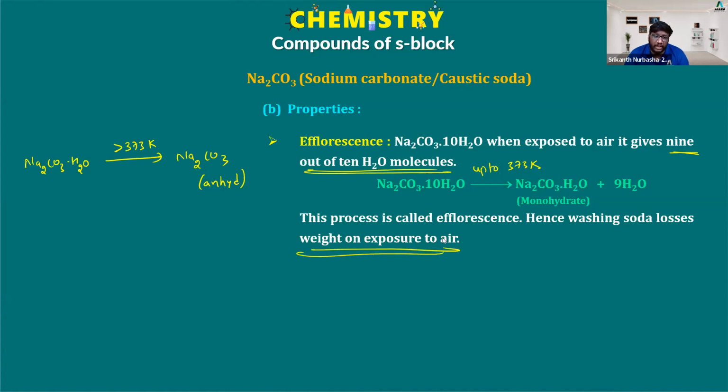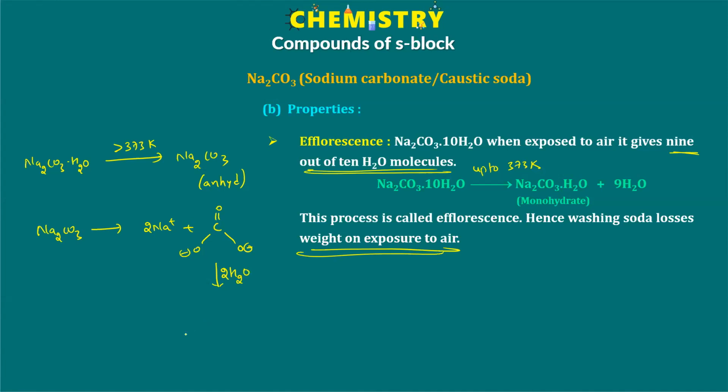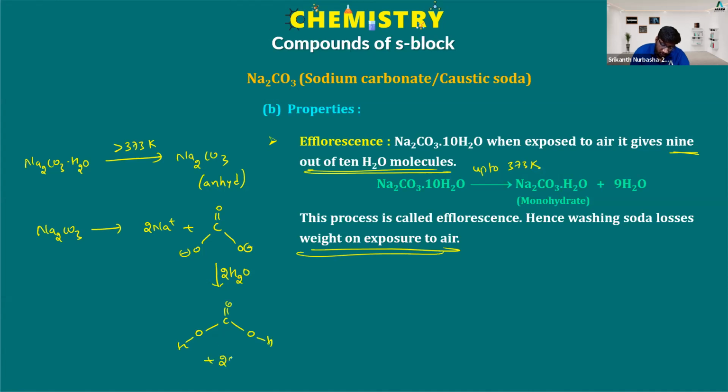On exposure to hot air, washing soda will lose weight, because Na2CO3.10H2O, if you heat it up to 373 Kelvin, you will get Na2CO3.H2O, and 9 molecules are lost. And if you try to do the hydrolysis, what happens? Na2CO3 will have 2 Na+ and CO3 2-, that is C double bond O, O-, O-. The CO3 2-, upon treating with water, 2H2O, will form OH, C double bond O, OH, along with 2 OH- released.